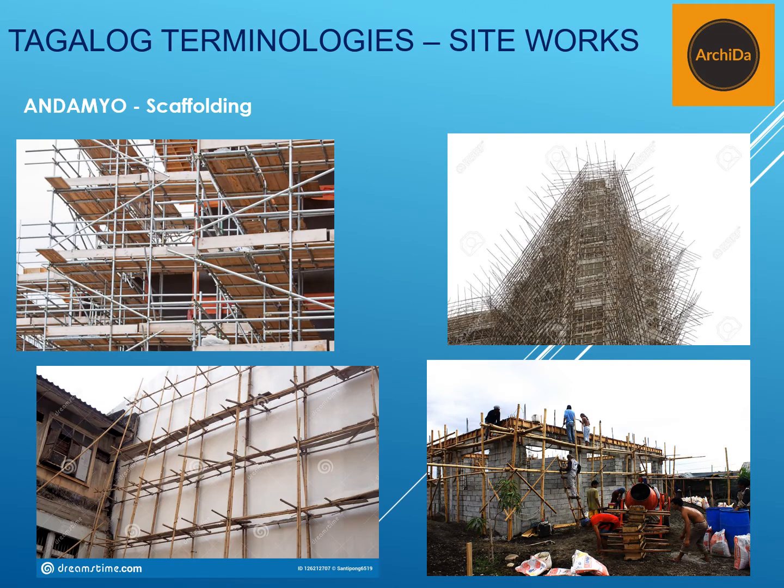Andamyo or scaffolding. It's either made out of wood, sometimes it's made out of bamboo, as you can see in most Hong Kong construction sites, or steel. Rarely do you see any aluminum type of scaffoldings. This is located in the interior or exterior of the building, and it is used by workers to access high areas.